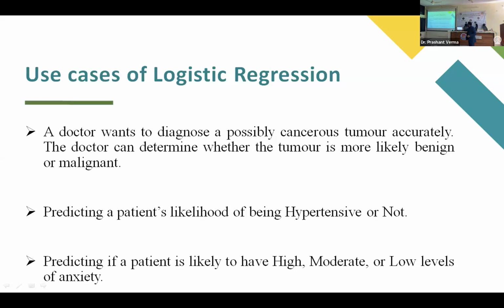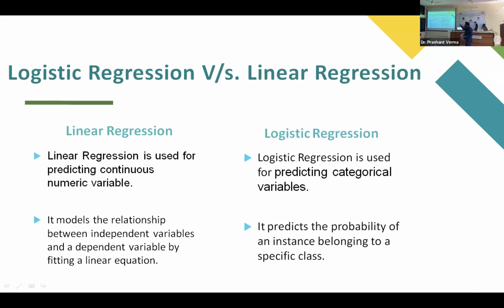for creating these models. We've already talked about how the logistic regression is different from the linear regression. The linear regression is used for predicting a continuous numerical variable. We were talking about the linear regression; the outcome variable was on a continuous scale. Oppositely, in logistic regression, the outcome variable will be categorical. It can be a nominal or ordinal scale. It models the relationship between independent variables and the dependent variable by fitting a linear equation.